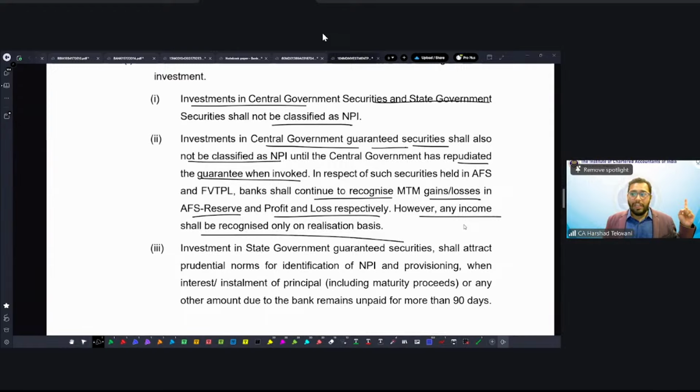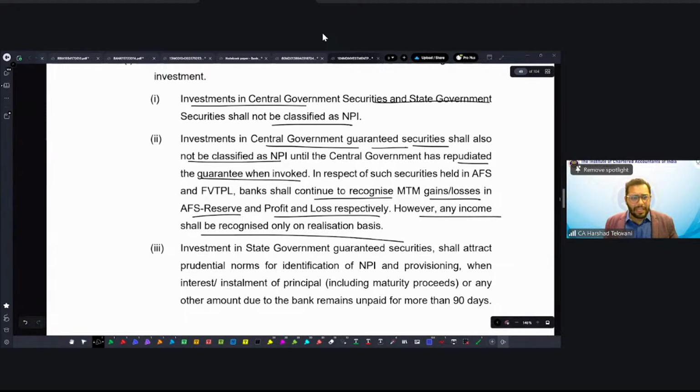So in case of the non-performing asset also, it will not be NPA, but income is only to be recognized on a realization basis. So for the income purpose, I will count that particular asset as an NPA. For the classification and provision, I will not count it as an NPA. Clear?